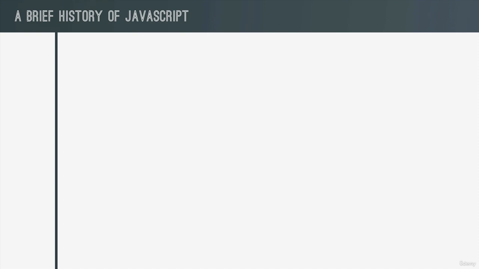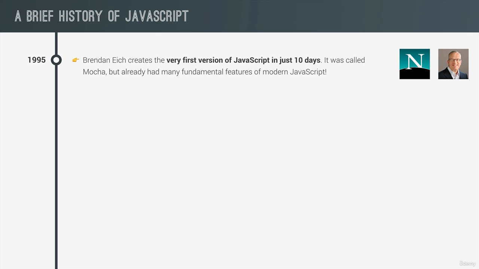Quickly after the internet was invented and the first web browsers were developed, developers wanted to start making websites more interactive. In other words, they needed a programming language for the browser. So in 1995, the Netscape Navigator, which at the time was the dominant browser, hired a guy named Brendan Eich to create the very first version of JavaScript in just 10 days. It was called Mocha, so not JavaScript yet, but it already had many of the fundamental features that modern JavaScript has today. So that's very impressive that he basically created this first version in really just 10 days.